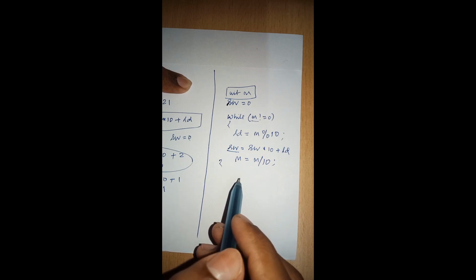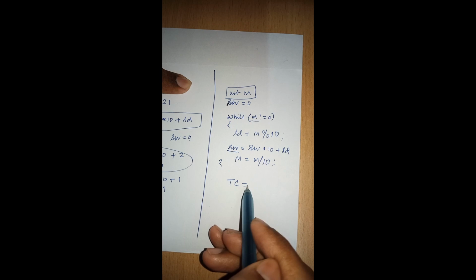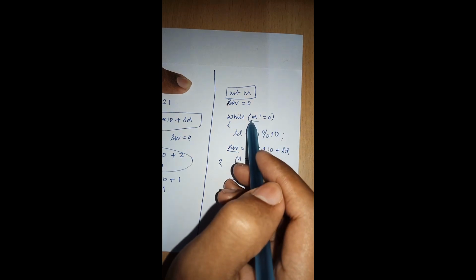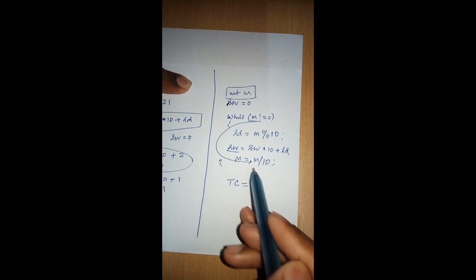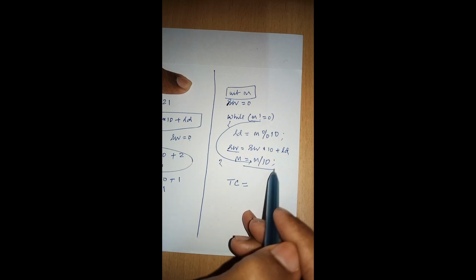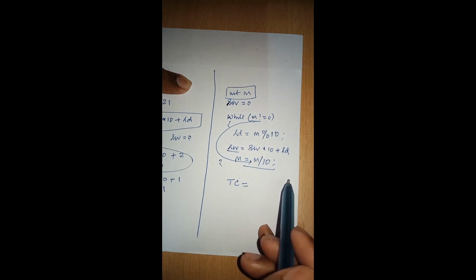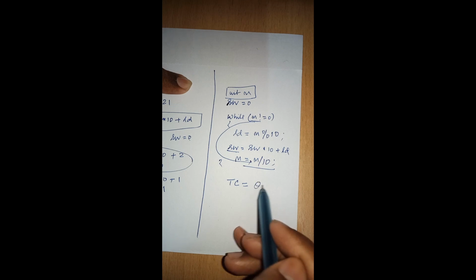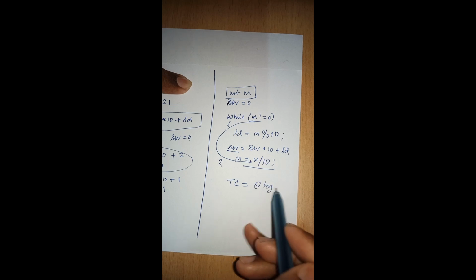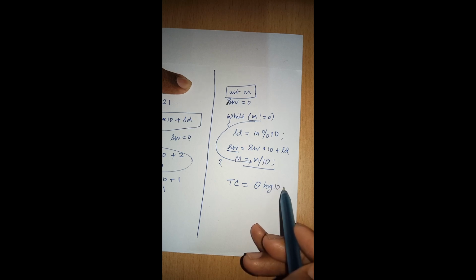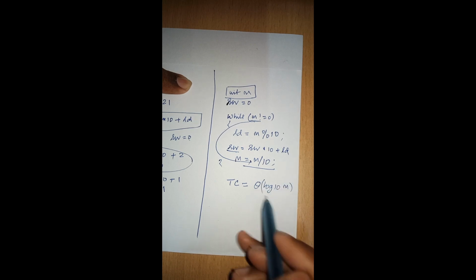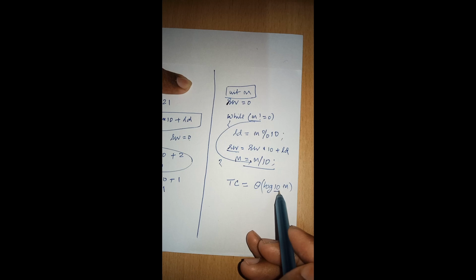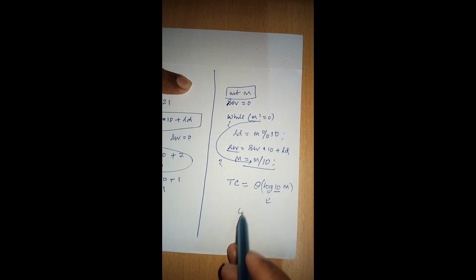So what's the time complexity for this? See, we are running the loop until n becomes 0, and we are dividing it by 10 each time. So our time complexity will be theta log base 10 of n. But since in time complexity we do not consider the constant values, our time complexity will be theta log n.